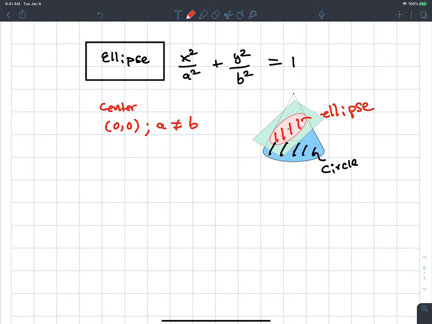So we're going to sketch this. And the equation of an ellipse is x squared over a squared plus y squared over b squared, and that will equal 1. So this is where the ellipse comes from. Now, that's a beautiful picture. I love that.